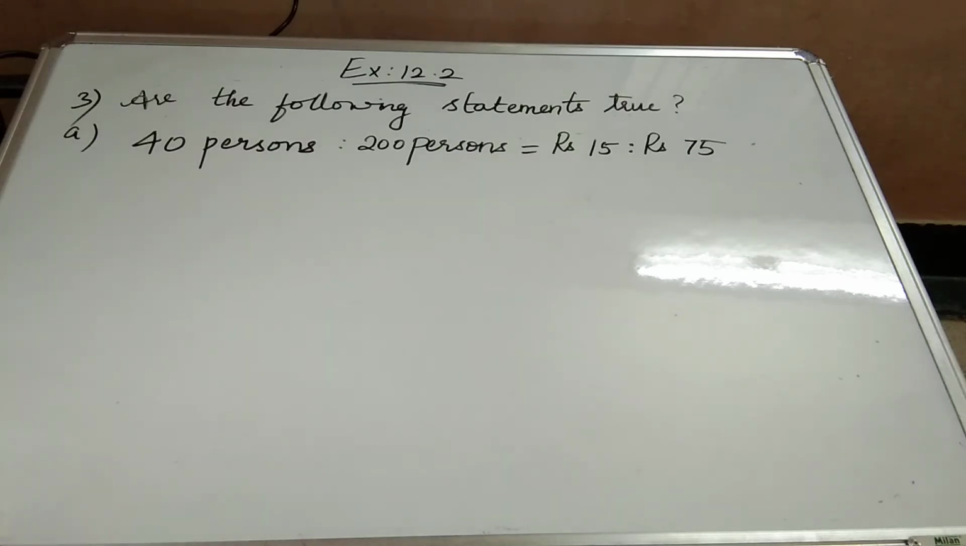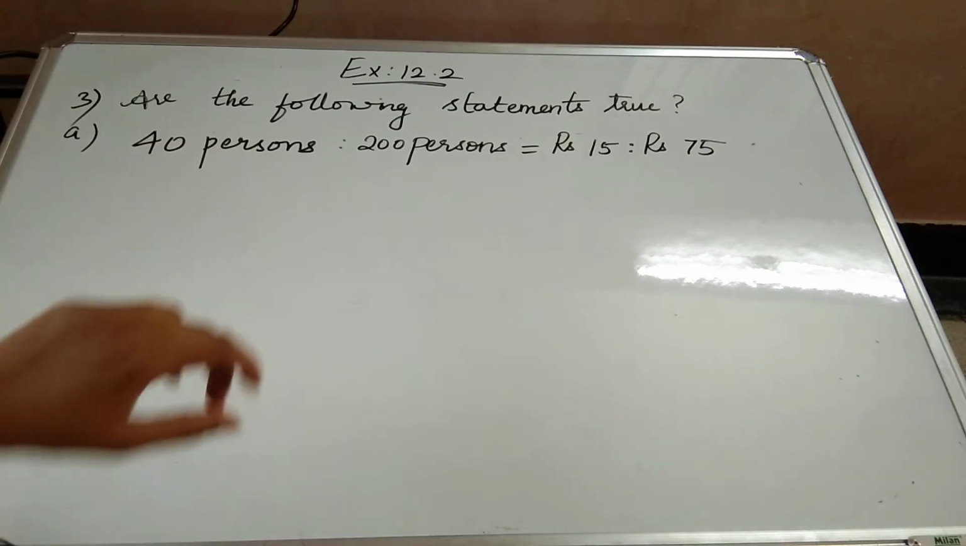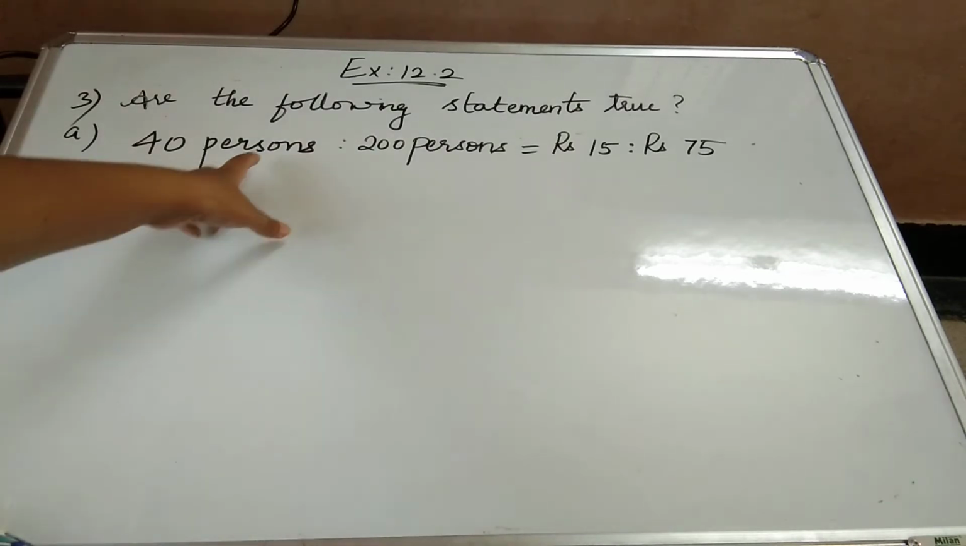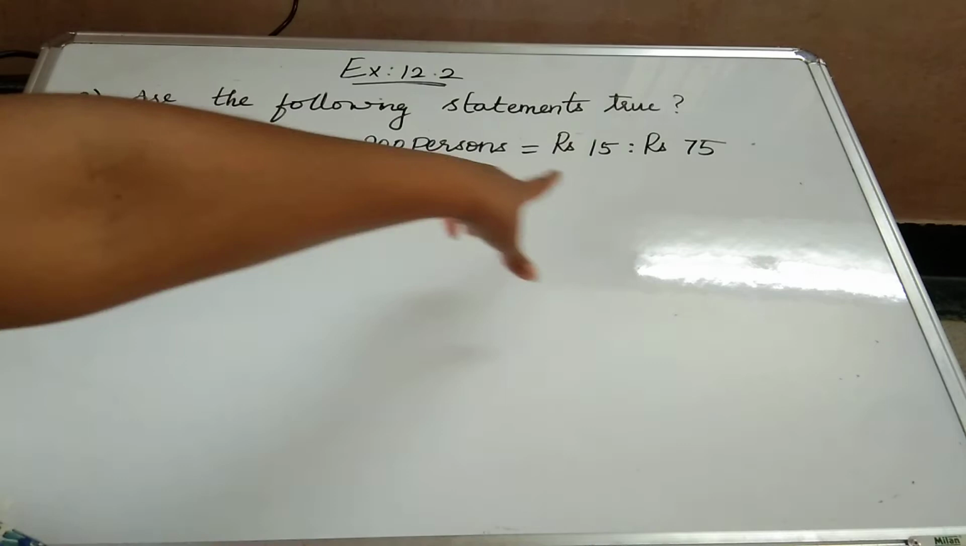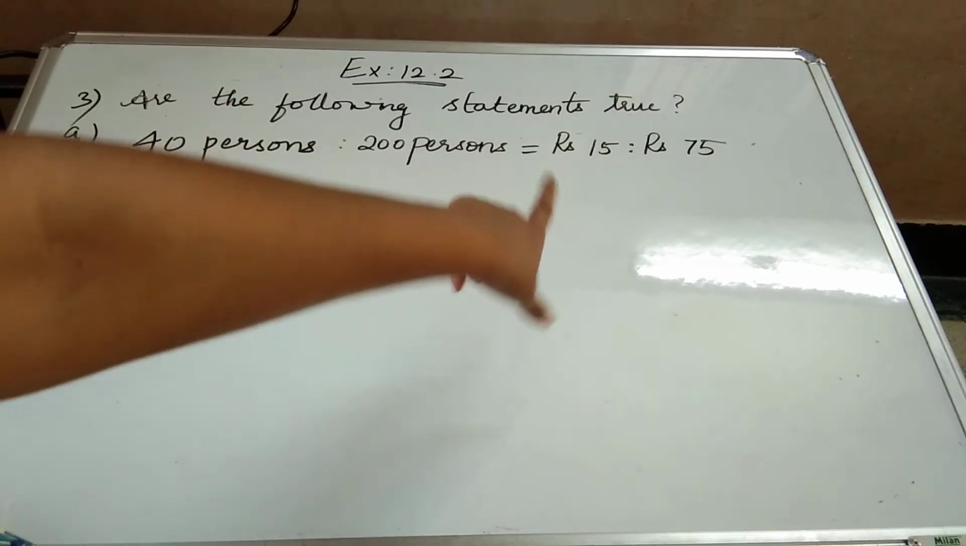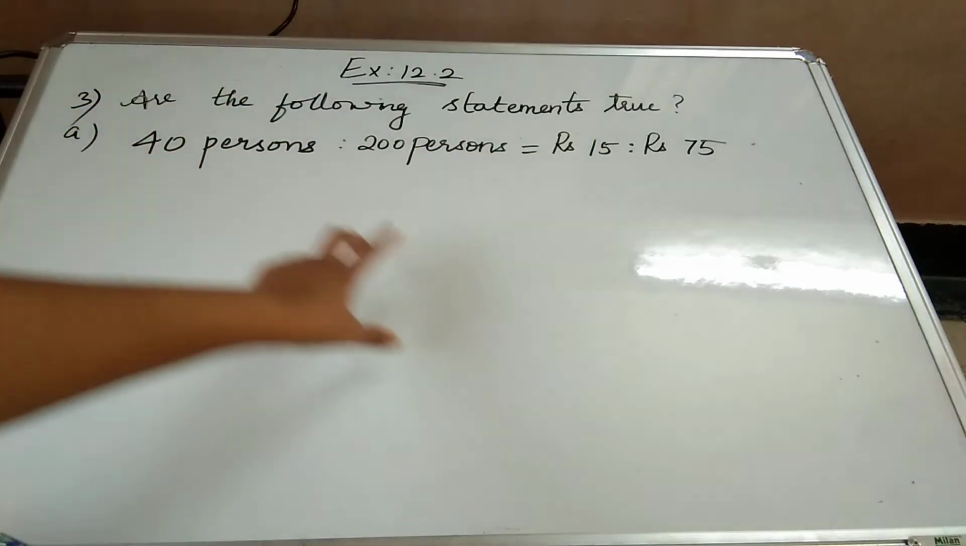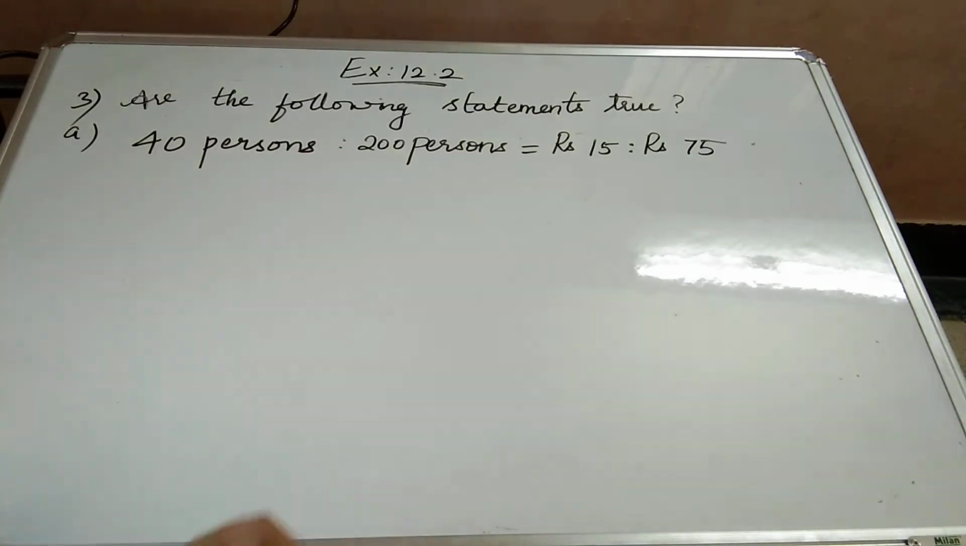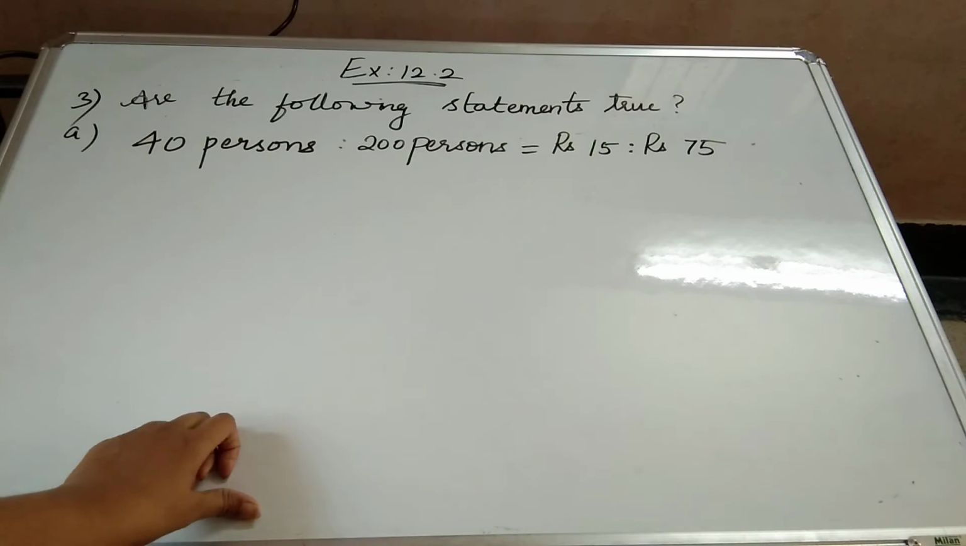Question number 3. Are the following statements true? Same as the second one. Here also we have to say whether the following statements are true. Till now only numbers were given. Here we have 40% to 200%, and on that side both are in rupees. So first we have to find the ratio of these two and the ratio of those two, and check whether they are equal.